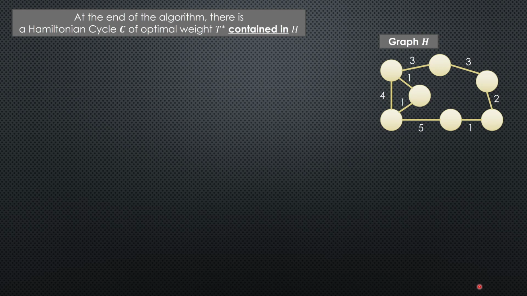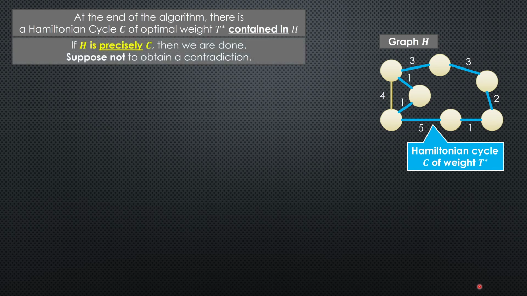Okay, so at the end of the algorithm, there's a Hamiltonian cycle C of optimal weight T star contained in H. So here's our Hamiltonian cycle C of weight T star. It's contained in H, and maybe there's some extra edges in H. If there are no extra edges in H, if H is precisely C, then we're done. We can return H, and we'll be returning precisely a Hamiltonian cycle of optimal weight T star. So let's suppose not, to obtain a contradiction.